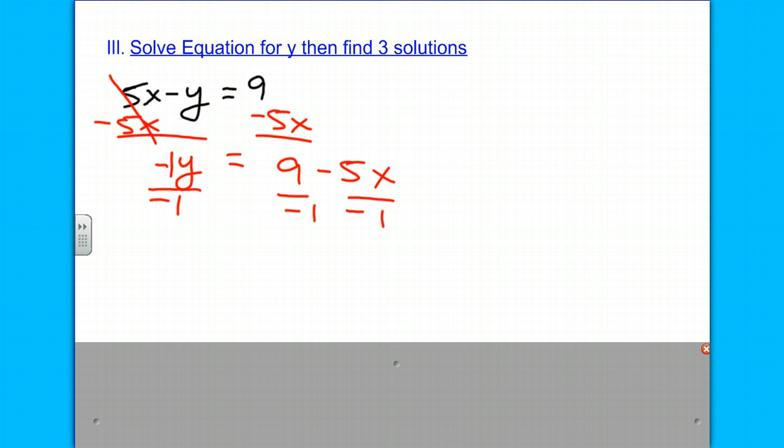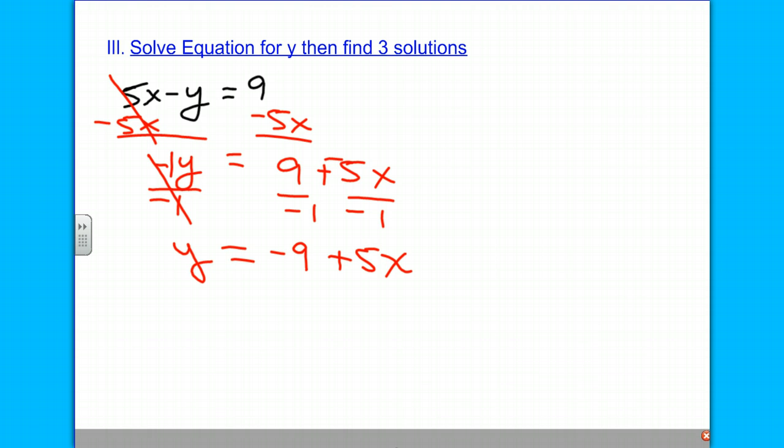Because when we divide negative 1 by negative 1, we get a positive 1, right? But now, don't forget all terms must be divided by the negative 1. So we end up with negative 9. And don't forget, this is a negative term, right? So what do we have? Positive 5. Positive 5x. Good.